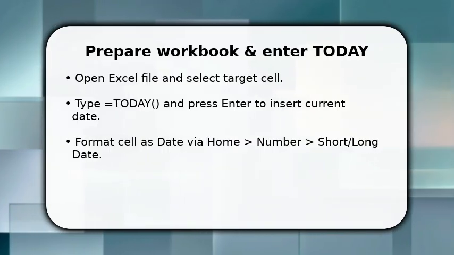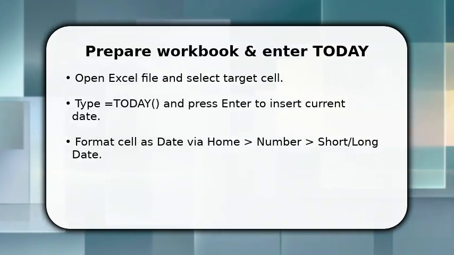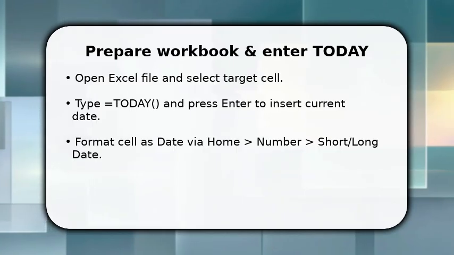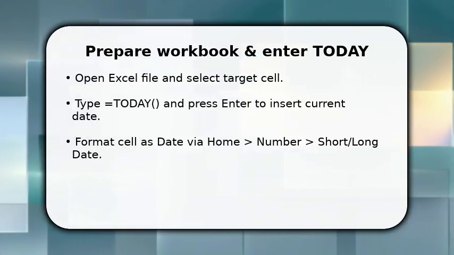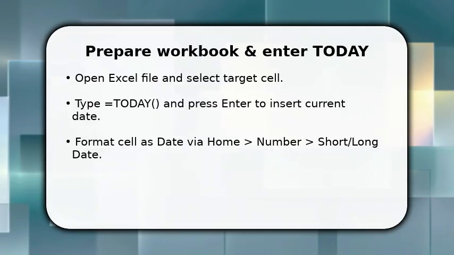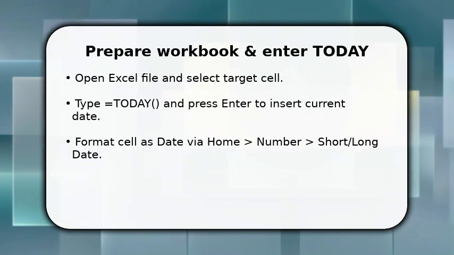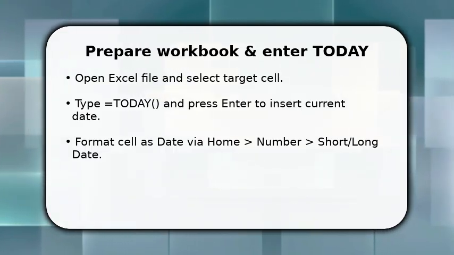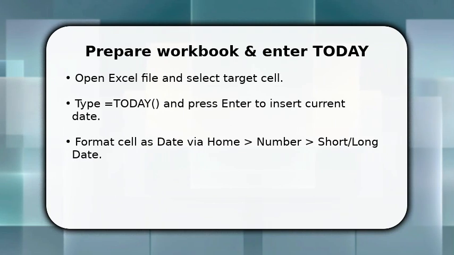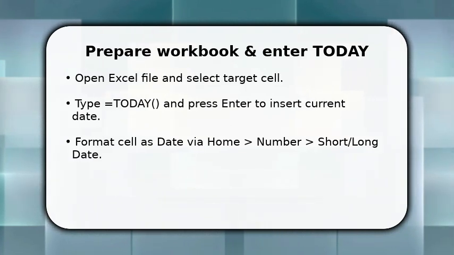Once done, make sure the cell formatting matches your preference. Choose short date or long date from the Number group. You do this because formatting controls display without changing the underlying serial date. Also, if you plan calculations, keep the cell as a date type, so Excel recognizes it in formulas and comparisons.